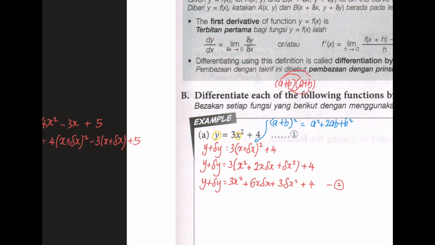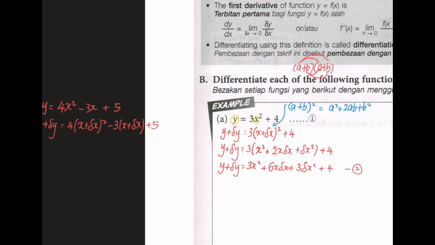What we need to do is, I tell you the general idea first. We want to get delta y over delta x. This is what we want. We do this so that we will get delta y over delta x. Okay, let's see how.